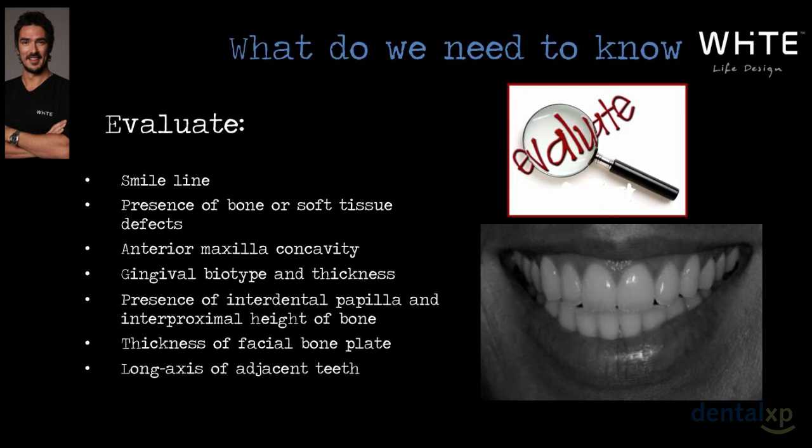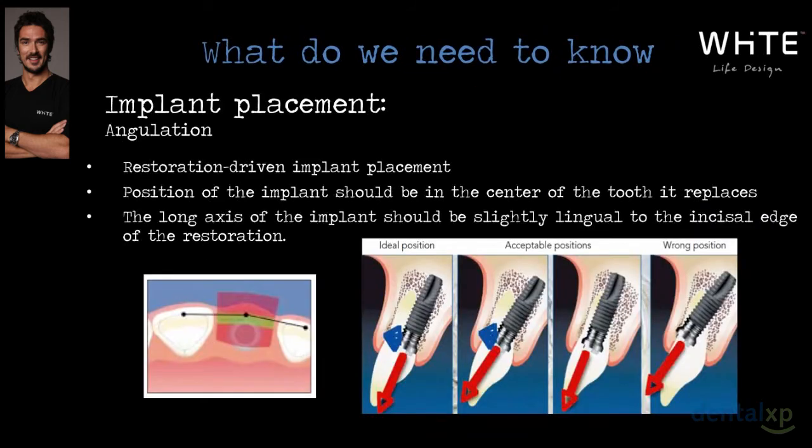We also have to understand the biotype. How thick is my bone? What kind of soft tissue do I have? The thicker the biotype, the more bone we have, the more soft tissue we have, the easier it is to get a predictable outcome. Also, the quantity of papilla, the thickness of the facial bone plate, the long axis of the adjacent teeth. All this information is vital when you're doing implants in the aesthetic zone. It's not as easy as doing it in the back area, which is a lot more forgiving. The angulation of the implant is very, very important.